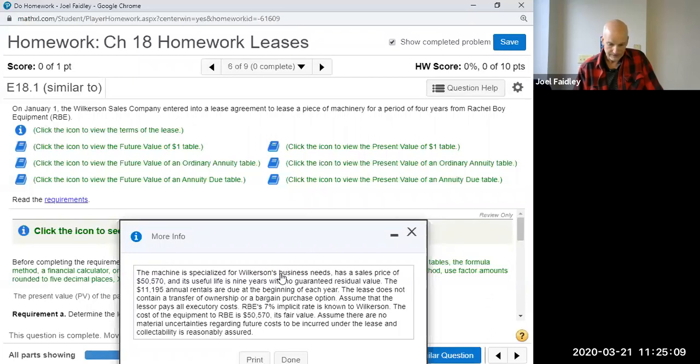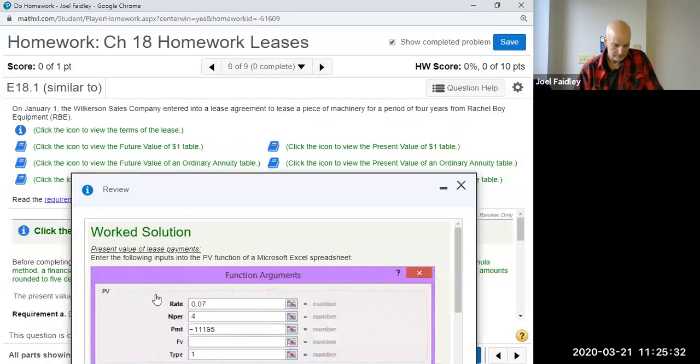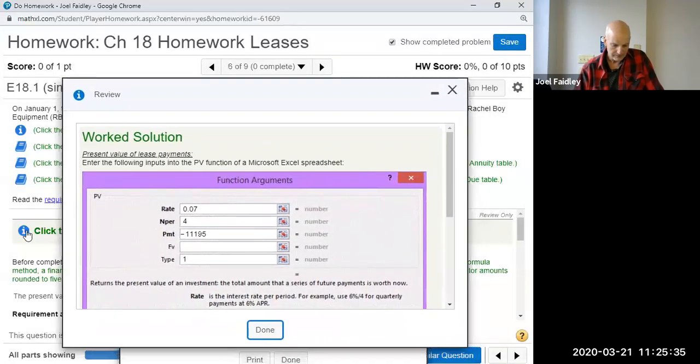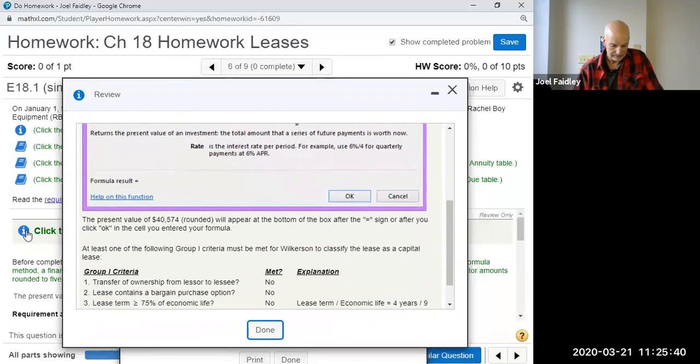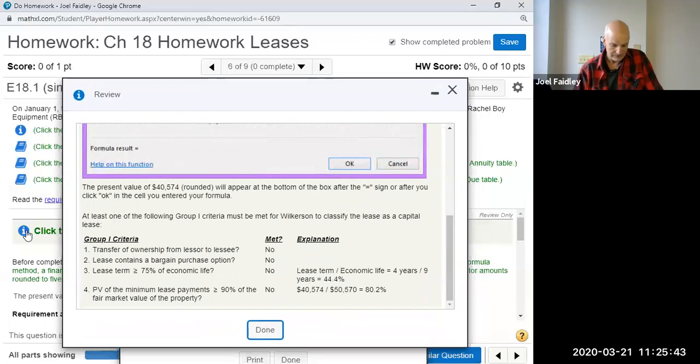All right, the other piece of information I need is right up here at the top. 4 years. So 4 years divided by nine is less than 75%. Okay, so what's the present value? 11,195 at 7% for 4 years. Present value of that, $40,574. So let's look at the criteria.